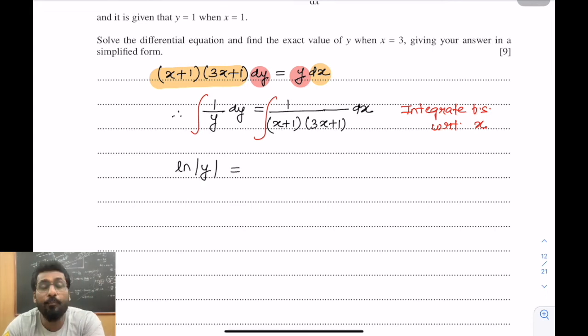Now this is very important, students. The second part, the right hand side of the equation from the previous step, needs to be evaluated. That's a tricky integration, and that's why 9 marks has been awarded to this particular question. The examiner is expecting you to make use of partial fractions and get the answer.